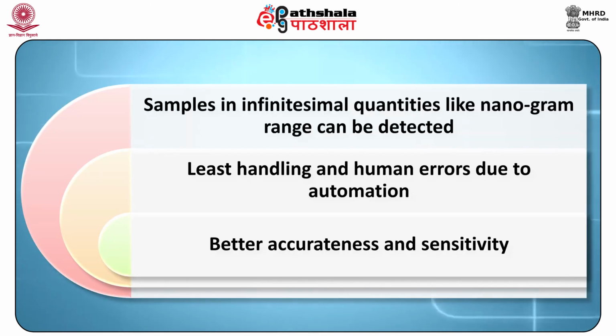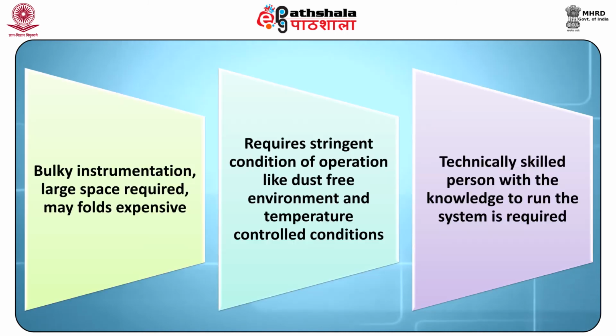Advantages of HPTLC. Samples in infinitesimally small quantities, like the nanogram range, can be detected. Least handling and human errors due to automation. Better accuracy and sensitivity. Disadvantages. Bulky instrumentation, large space required, many-fold more expensive. It requires stringent conditions of operation like a dust-free environment and temperature-controlled conditions. A technically skilled person with the knowledge to run the system is required.